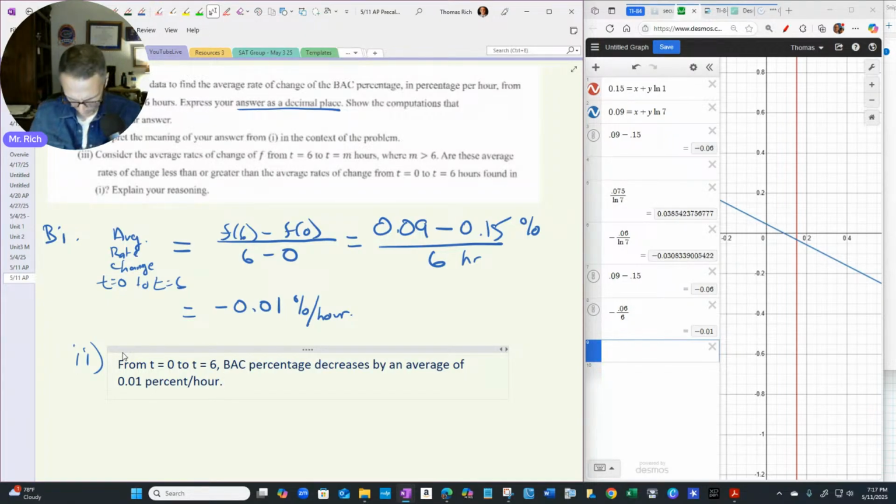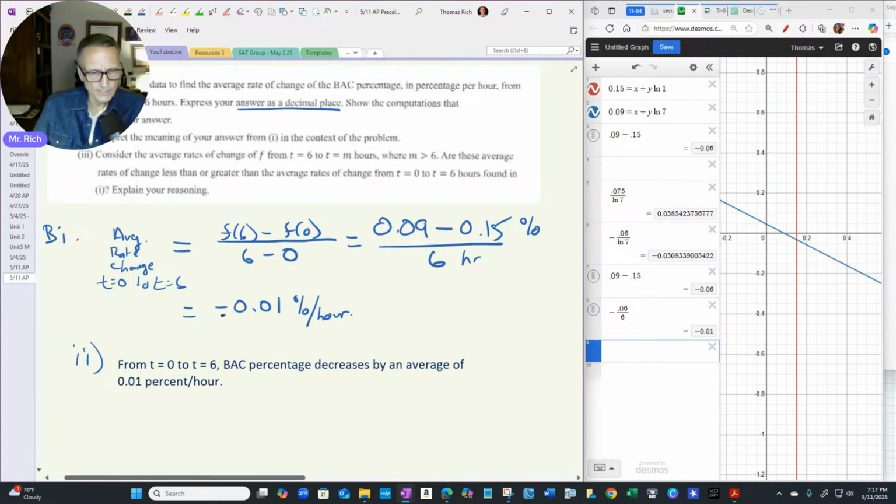That's it. All right. I'm just saying that that is the rate of change. It's decreasing. Do not put decreasing by a negative. The negative itself is the indicator that it is a decreasing. If you changed this and said it changes by an average of a negative 0.01, that should be acceptable. But it's better to just say that a negative is a decrease. If it was a positive, it would have been an increase.